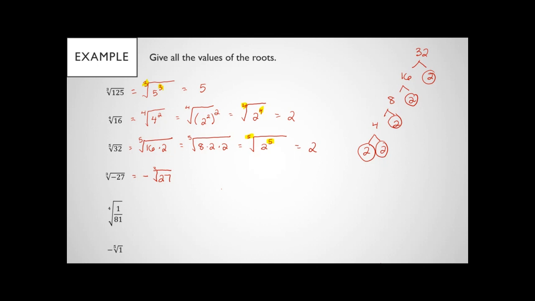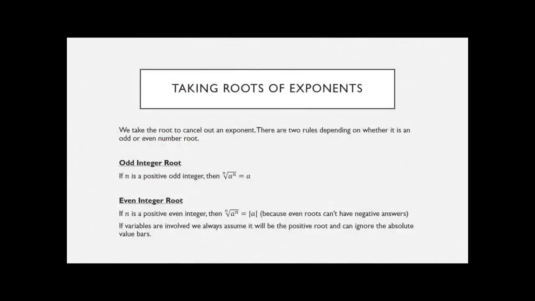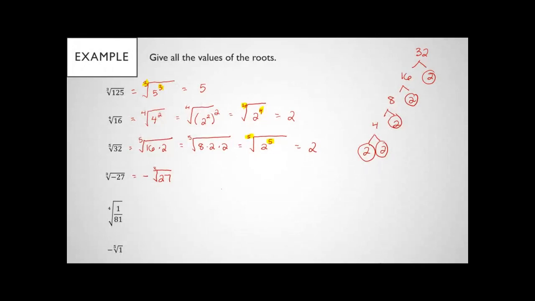This works because the 3 is odd. It has nothing to do with the number 27. It's because of the index that 3 is odd. So because that 3 is odd, I can pull that negative out because I'm going to get a negative result.